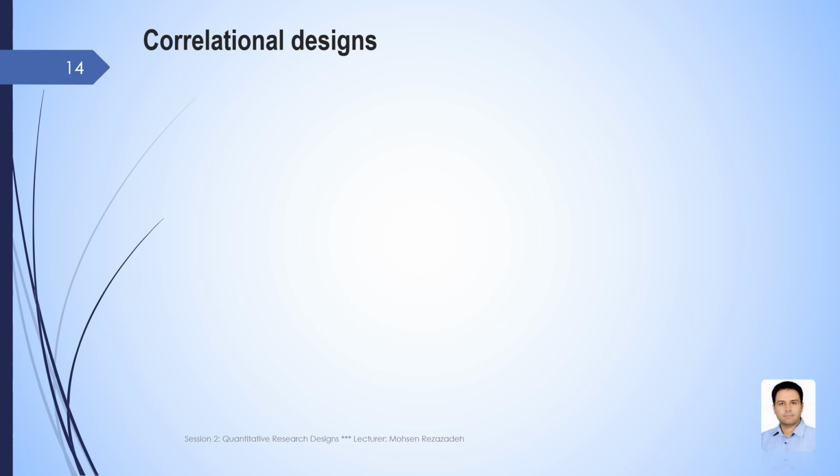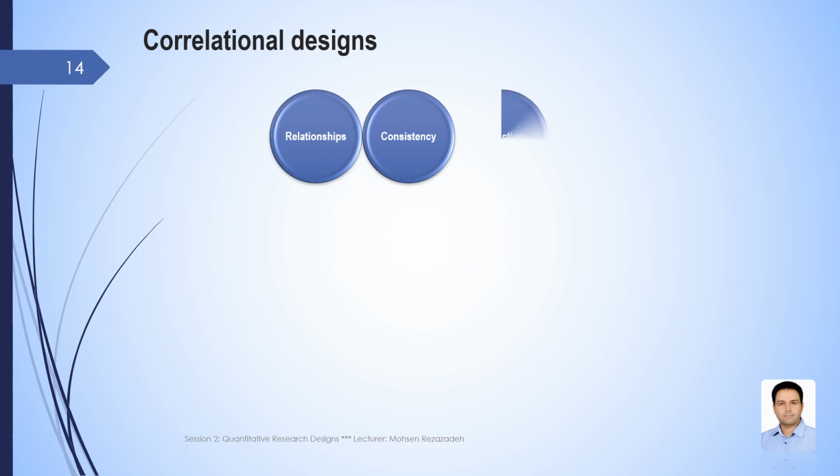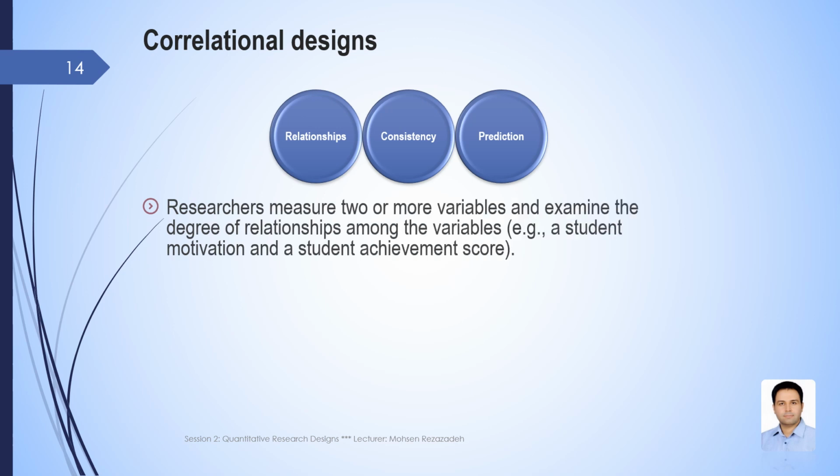The second type of non-experimental research design is correlational designs. The most useful applications of correlation are assessing relationships, assessing consistency, and making prediction. In fact, correlational research is used for relating variables or predicting the outcomes. Researchers measure two or more variables and examine the degree of the relationship among the variables.